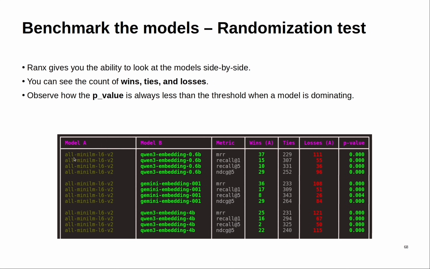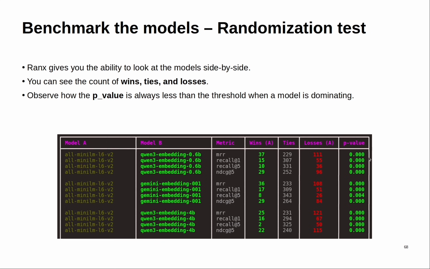So all mini LM was able to win 37 times. And here, winning means it got the highest score in certain questions. But Quentry was able to beat all mini LM in 111 questions, which is, the difference is very big. And they tied in 229 questions. So because Quentry is beating the all mini LM in a lot of questions, it's dominating.